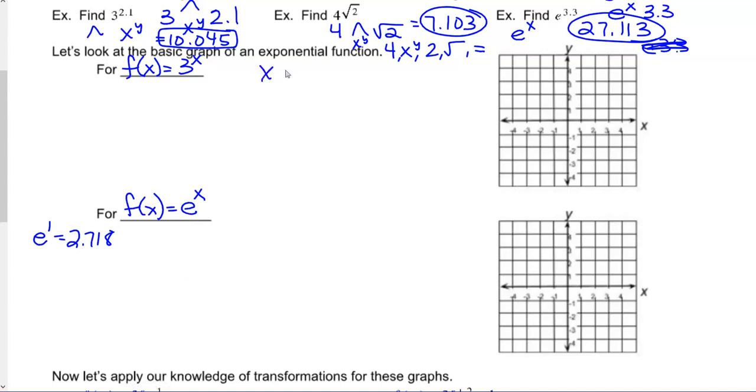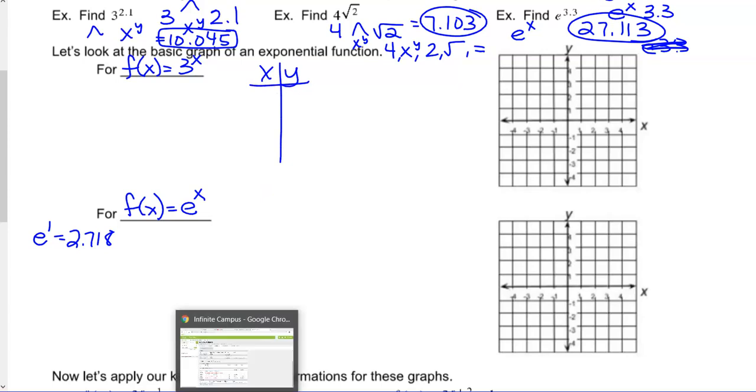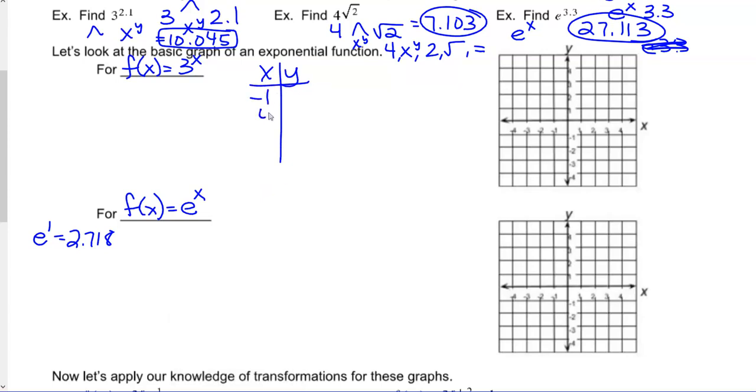So I'm going to investigate these with a t-chart, and we're going to look at the points -1, 0, 1, and 2, and plug those into our function. So I get 3 to the -1, a negative exponent. Remember, that allows you to flip and make it positive, so we get 1/3. If I put 0 in there, 3 to the 0 power is always equal to 1, no matter what base you have. If I put 1 in there, 3 to the first equals 3, and when I put 2 in there, 3 squared is equal to 9.